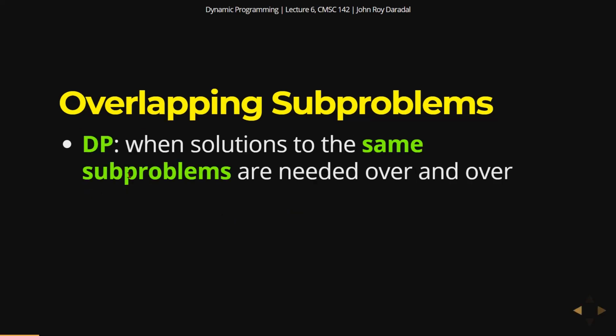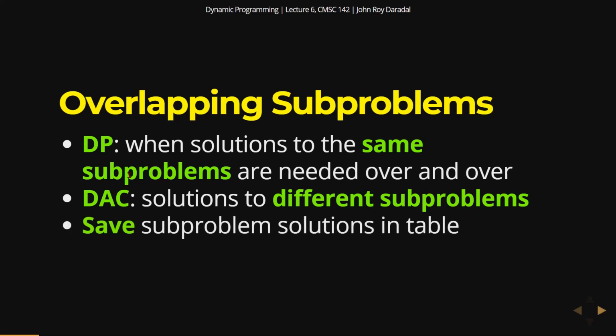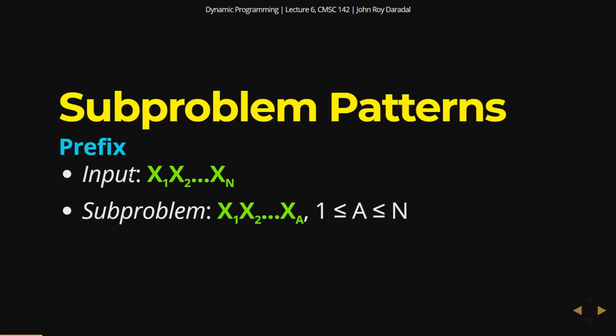Okay, so as I mentioned, you use dynamic programming when the solutions to the same problems are needed over and over, and you use divide and conquer when you have solutions to different subproblems. Okay, so what we do in dynamic programming is we save the subproblem solutions in a table, because since they're overlapping, we'll have to reuse them again later. Now, what are some patterns for subproblems in dynamic programming? So I'll show you three of the most basic patterns for subproblems.